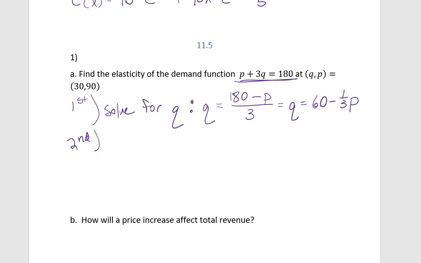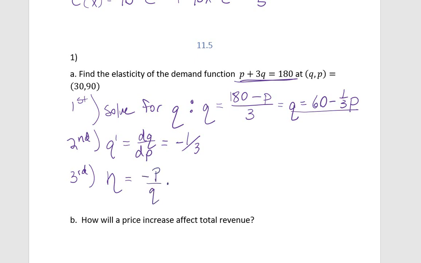Now, the second thing you want to do is that you want to find the derivative. So find q prime, which, by the way, another way we write that is dq over dp. So if we find the derivative of this function here, we're going to get that it's negative 1/3. Now the third step is that you're going to take that and you're going to plug it in to find your eta. That's that fancy looking n right there. So eta is negative p over q times dq over dp, and what you want to do is plug in your point q comma p that they gave you.